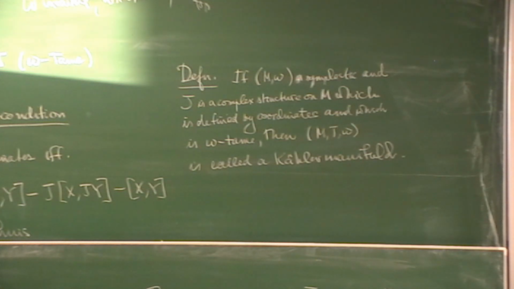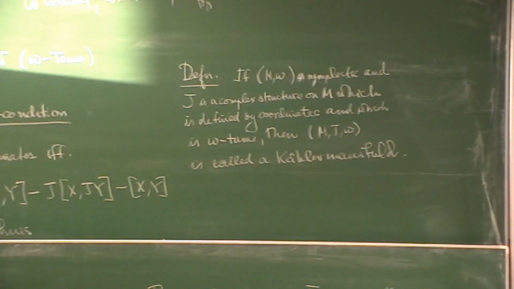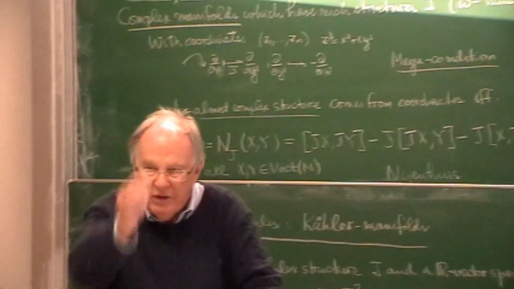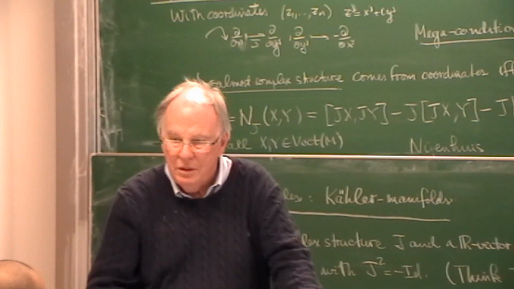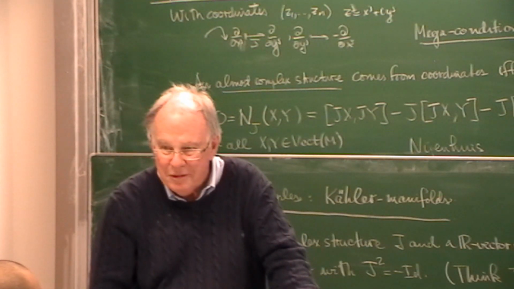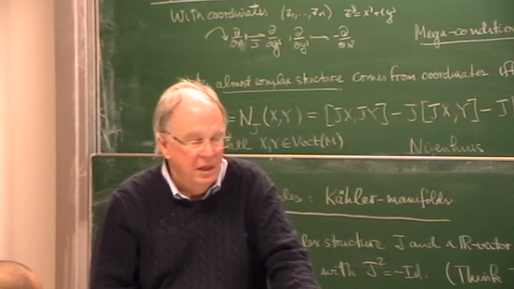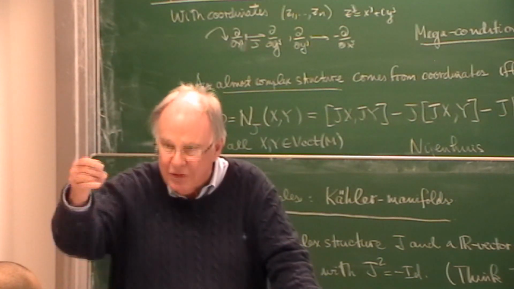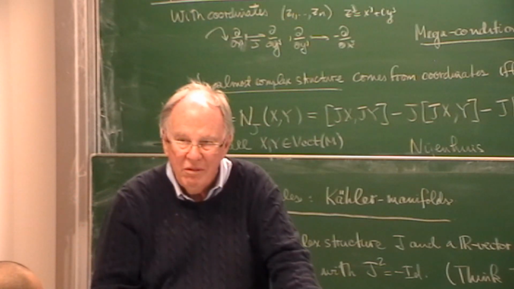I give you, or you give me, a bundle endomorphism of the tangent bundle. Okay? I call it J. That means, fiber-wise in the tangent bundle, J squared equals minus the identity. Maybe we call that a complex structure at the infinitesimal level, because that's at the tangent level.